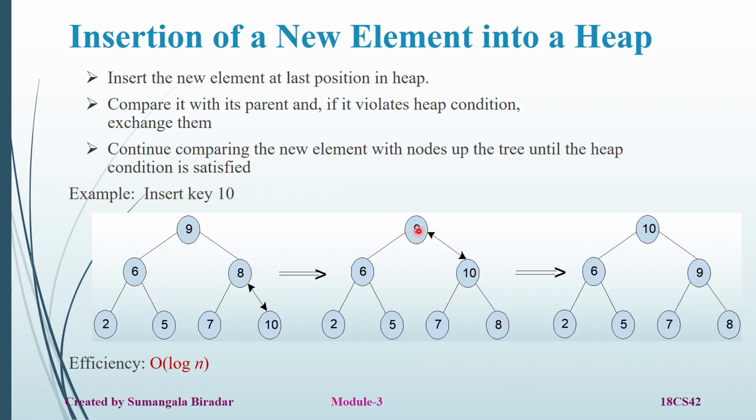So for this middle level, this is your parent key, and parent key value is what now? It is 9. So it is not greater than 10 here. So if it is not, then it violates. Then if it violates, you have to swap these two. Now if I swap, 10 goes here and 9 comes here.